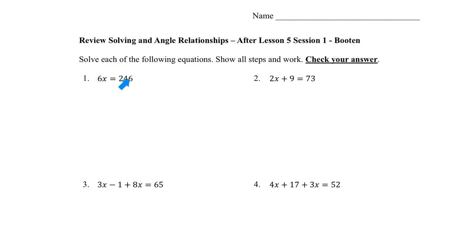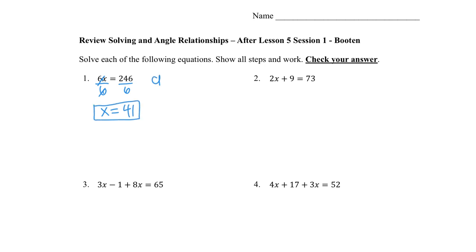We have 6 times x equals 246. So to undo this multiplication here, we just need to divide. So we're going to divide each side by 6. So 6x divided by 6 just is going to give us 1x, or x equals, and then you just need to plug that into your calculator. And after you do that, you should get 41, and that's it.